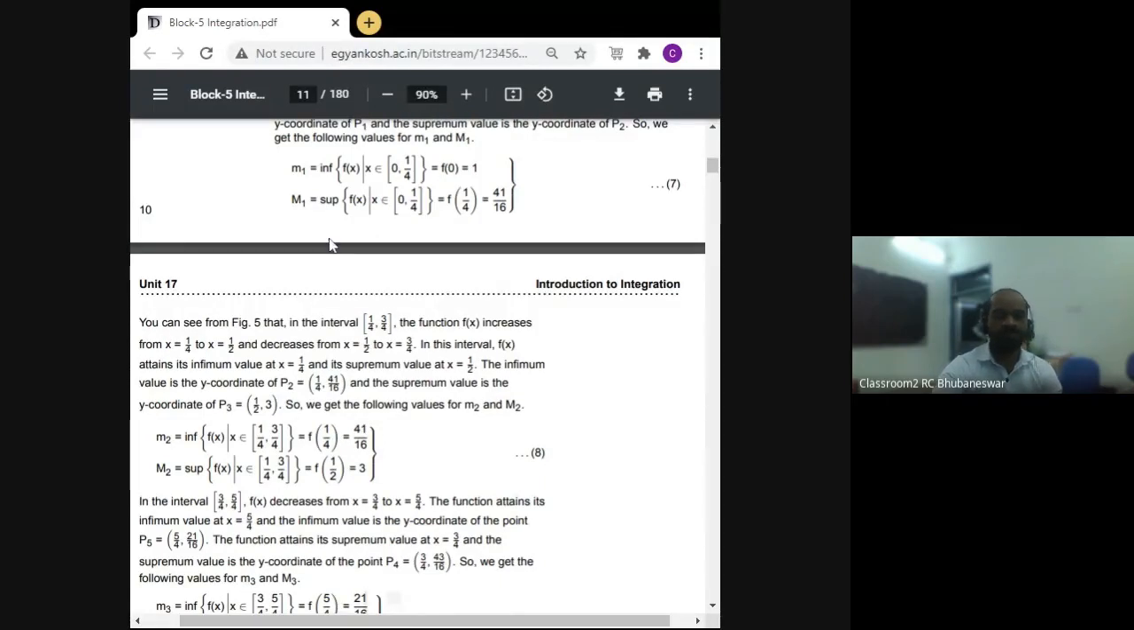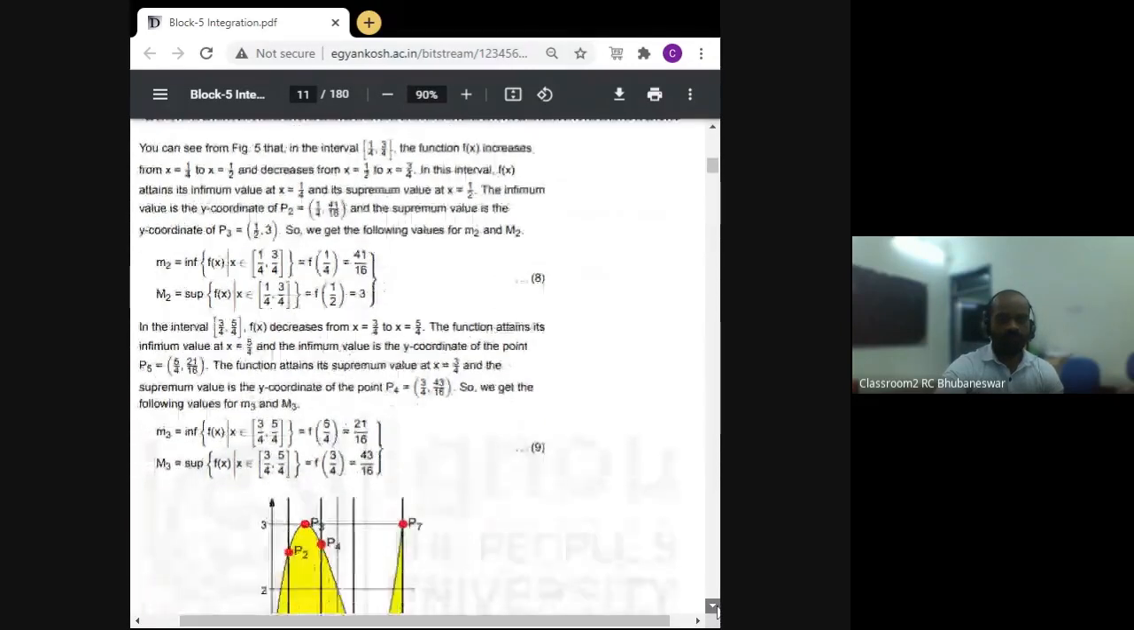In the same process, we can calculate the value of capital M1. Capital M1 means the supremum of the function in the first subinterval 0 to 1/4. If we calculate the value of the function at 1/4, that is the maximum, the largest value, that is the supremum of the function f in the interval 0 to 1/4. In this way, we can calculate small m, the infimum, and capital M, the supremum, for each and every subinterval according to the given partition of the interval 0 to 2.